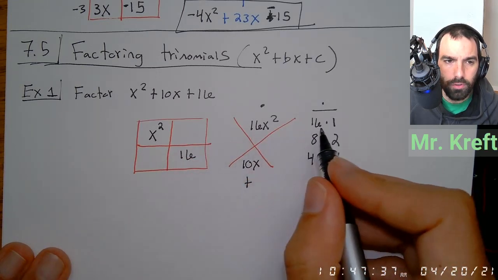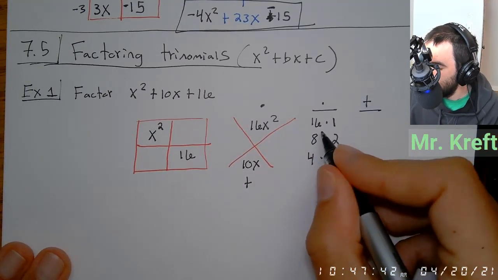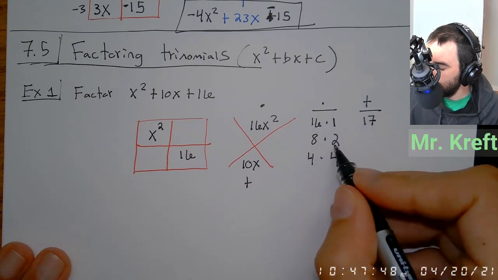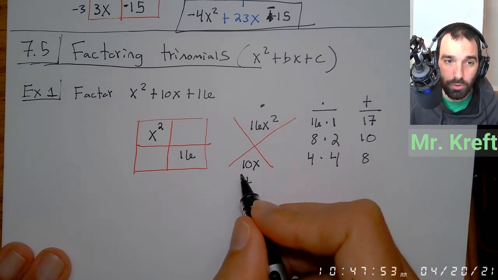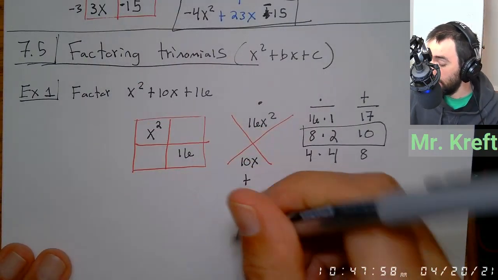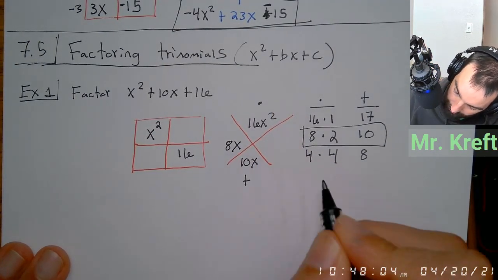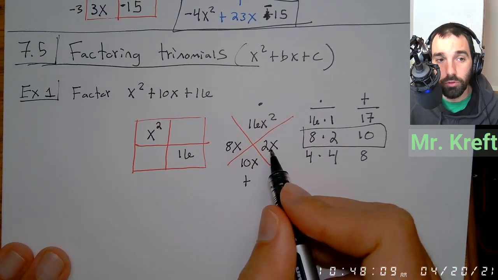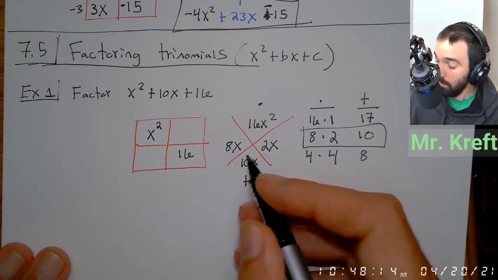So we're looking for numbers that multiply to get 16, and then they're going to have to add. So if we add them up, what would they add up to? 16 plus 1 is 17. 8 plus 2 is 10. 4 plus 4 is 8. Well, we want it to add up to 10. So we got a winner, right? So to write these in, I'm going to have 8 and 2. And then I just have to make sure to add in the x, right? So I have 8x and 2x, and this is where we can double check everything. 8x times 2x is 16x squared, and 8x plus 2x is 10x, okay?